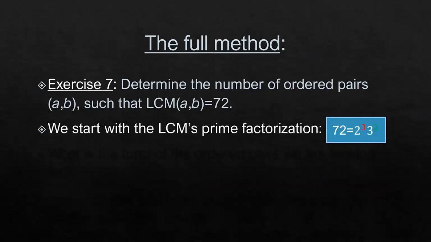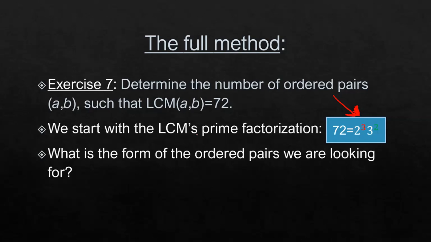So we want to determine how many ordered pairs we have with a specific least common multiple. Okay, and just for our convenience, here is the least common multiple, and here is how we can write it in a prime factorization. So what will the ordered pairs look like that we're looking for? If you remember, in the last example, they had a very specific format. So what format are they going to have now? Does anyone want to try?